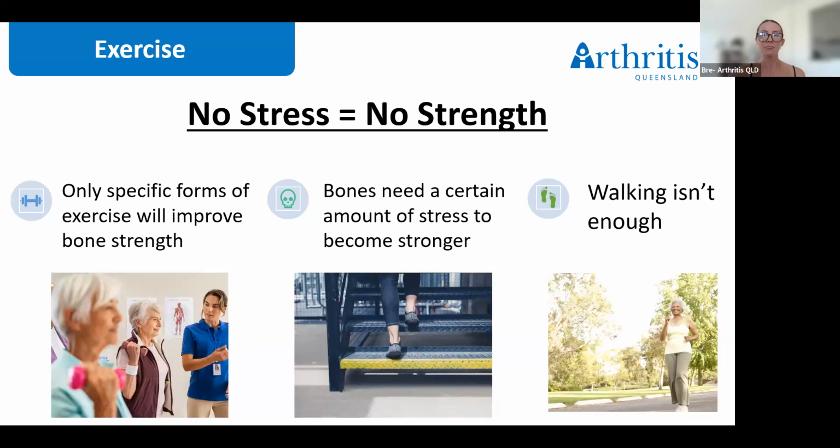As I mentioned earlier, bones need a certain amount of stress to become stronger. This is why resistance training, jogging or stair walking are recommended, as they place that stress on your bones, which causes them to become stronger. Unfortunately, walking is not enough to place the necessary strain on your bones, but keep walking because it's absolutely fantastic to keep healthy, especially cardiovascular health. But for bone strength and bone health, also include other exercises in your daily regime, such as weight-bearing exercises.